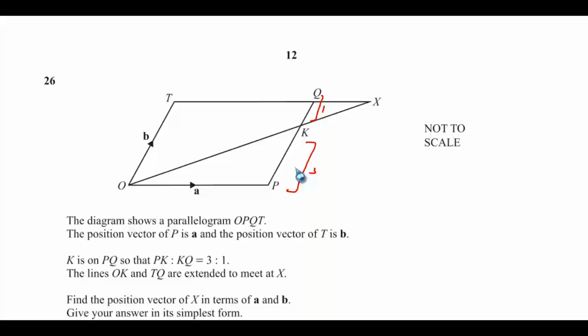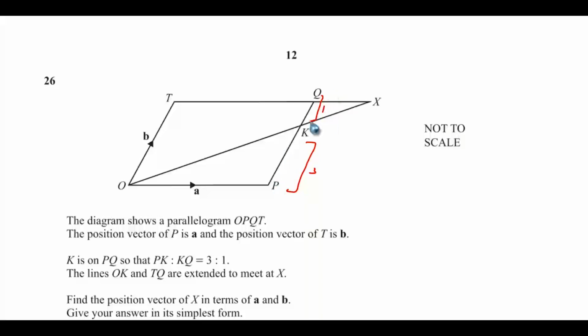Okay, so let's continue. The lines OK and TQ are extended to meet at point X here. Find the position vector of X in terms of A and B. Give your answer in the simplest form. So the position vector of X will be vector OX. Okay, so we need to get some things here.